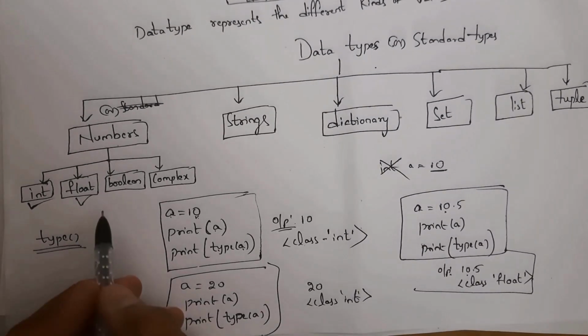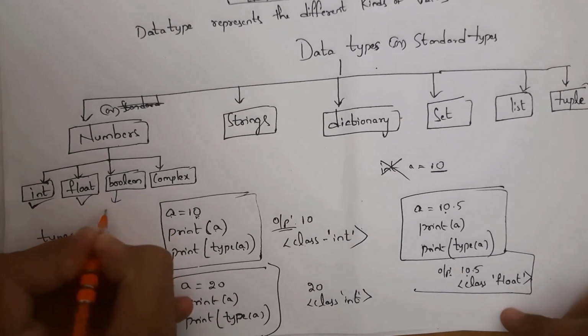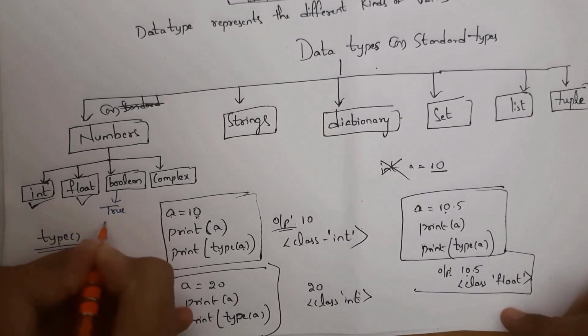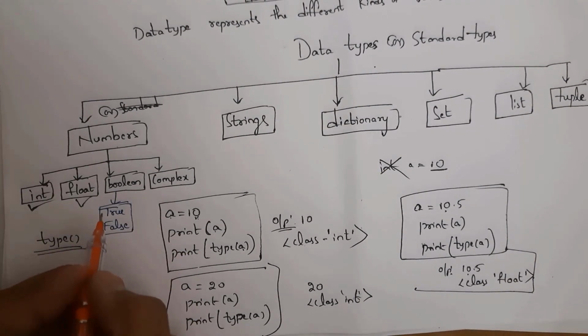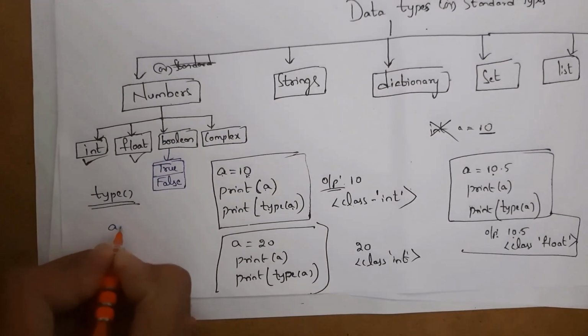Next I will explain Boolean data type. Boolean data type contains two values. They are True and False. You need to write here capital T True and capital F False. This is program. Here I written a equal to True.